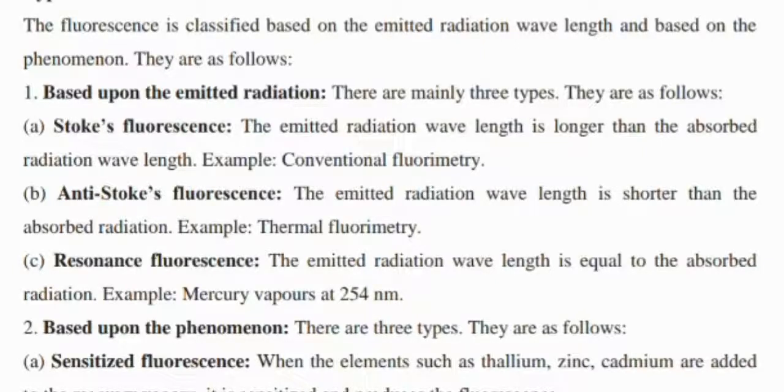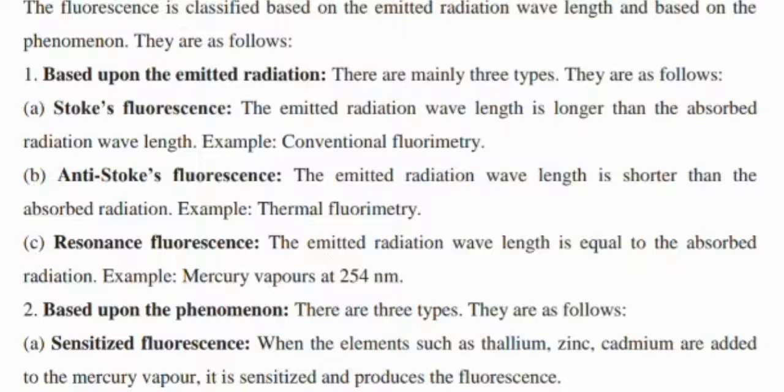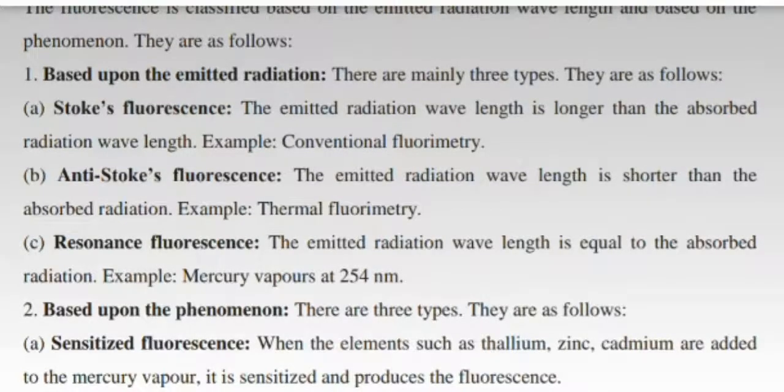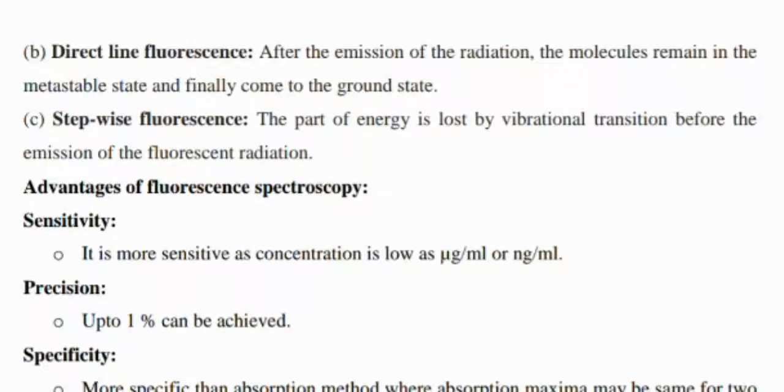Second is based upon the phenomena. There are also three types: sensitized fluorescence, direct line fluorescence and stepwise fluorescence. Sensitized fluorescence is when elements such as thallium, zinc and cadmium are added to mercury vapor, it is sensitized and produces fluorescence. Direct line fluorescence is where, after the emission of the radiation, the molecules remain in the metastable state and finally come to the ground state. And stepwise fluorescence is where part of the energy is lost by a vibrational transition before the emission of the fluorescent radiation. So these are the basic types of fluorescence.